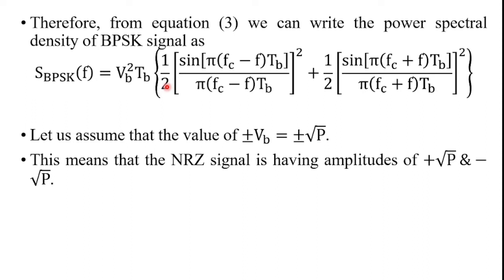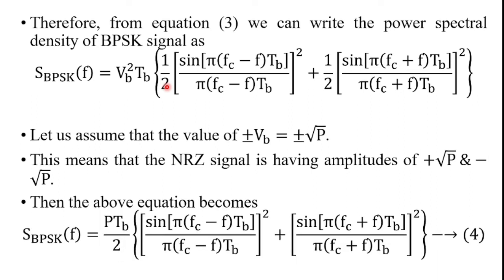So we get the binary phase shift keying spectral expression. The power spectral density of the BPSK signal is, substituting Vb equal to this value, S_BPSK(f) equal to P Tb by 2, since on both the terms 1 by 2 is common, into [sin(pi (Fc minus f) Tb) by pi (Fc minus f) Tb] whole square plus [sin(pi (Fc plus f) Tb) divided by pi (Fc plus f) Tb] whole square.